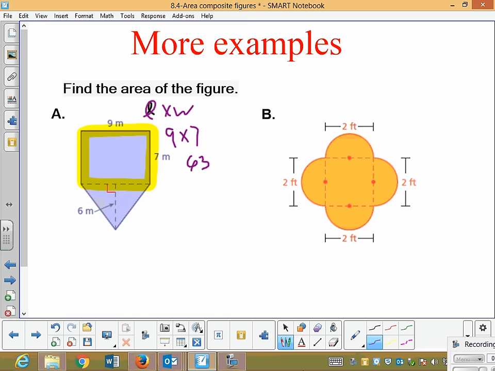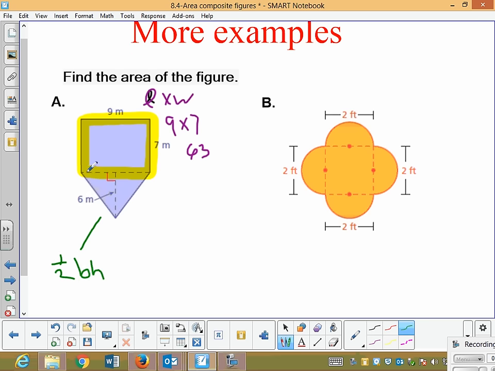Then I need to find the area of the triangle. Area of a triangle equals 1/2 base times height. Notice I always write down my formula so I know what I'm plugging in. So do the same. What's my base? My base is right here.